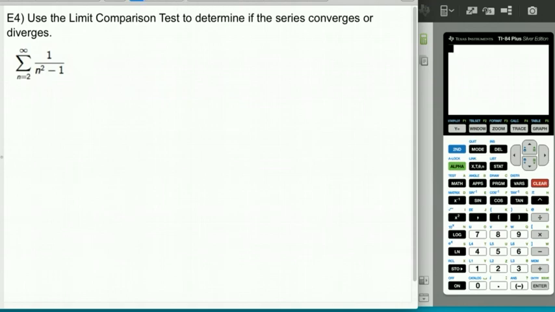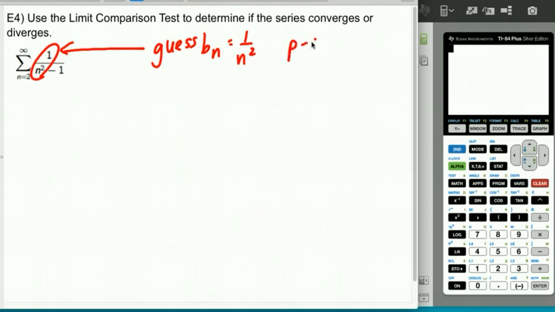Well, I do, actually, I lied. So I would want to compare it to this, right? That's my guess. My guess is that my b sub n is going to be 1 over n squared, which I know is a p-series that converges, right? Because p is 2.